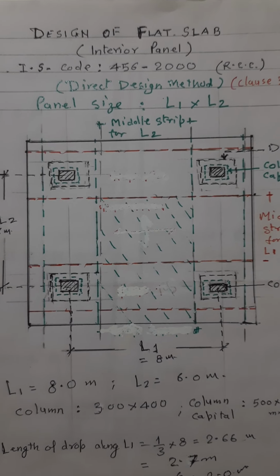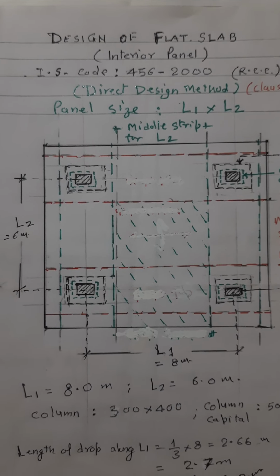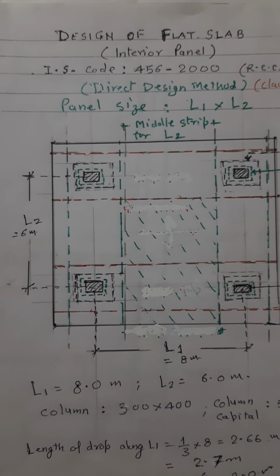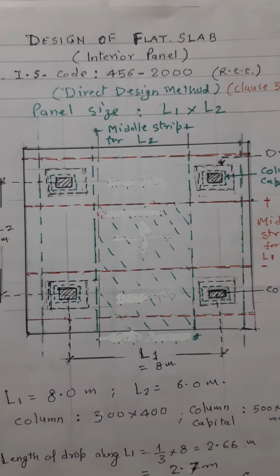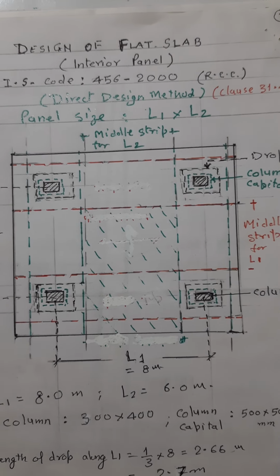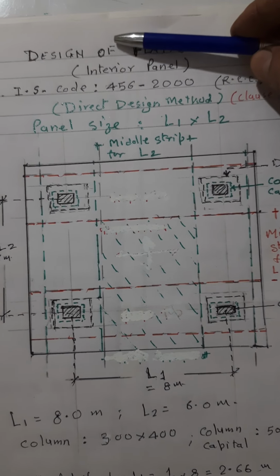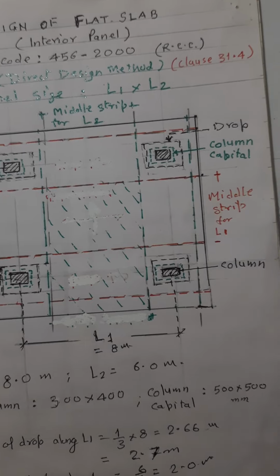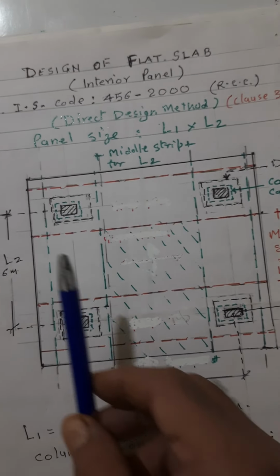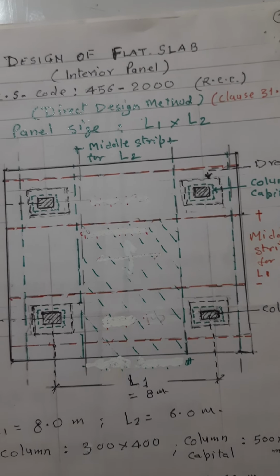Today we are going to design a flat slab for an RCC considering M20 Fe415, and it is an interior panel that we are going to design. What do you mean by interior panel? Interior panel means 3 slabs on this side, 3 slabs on this side, 3 slabs on this side, and 3 minimum slabs on this side. Then I can call this an interior panel.